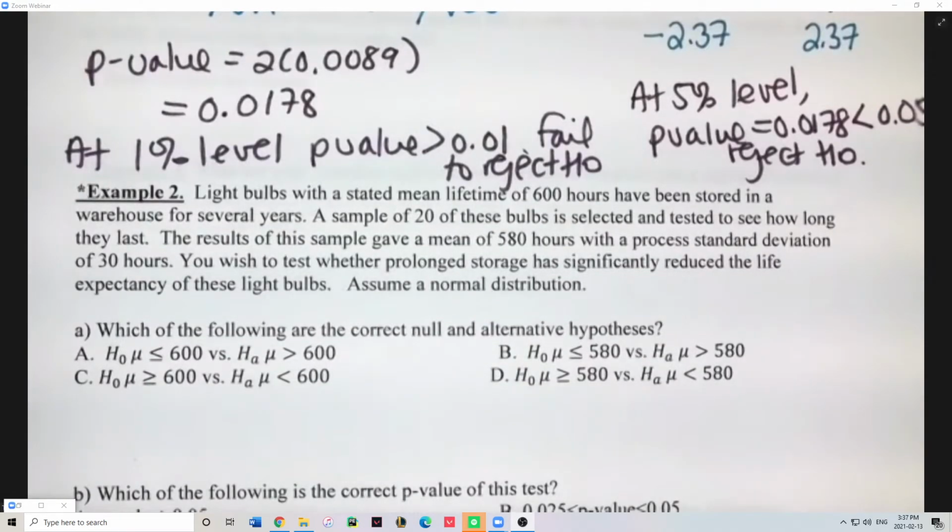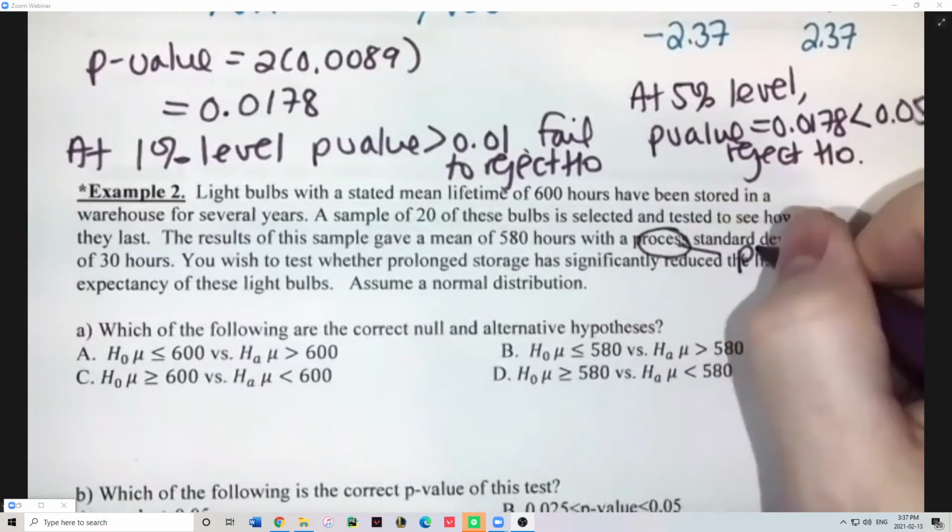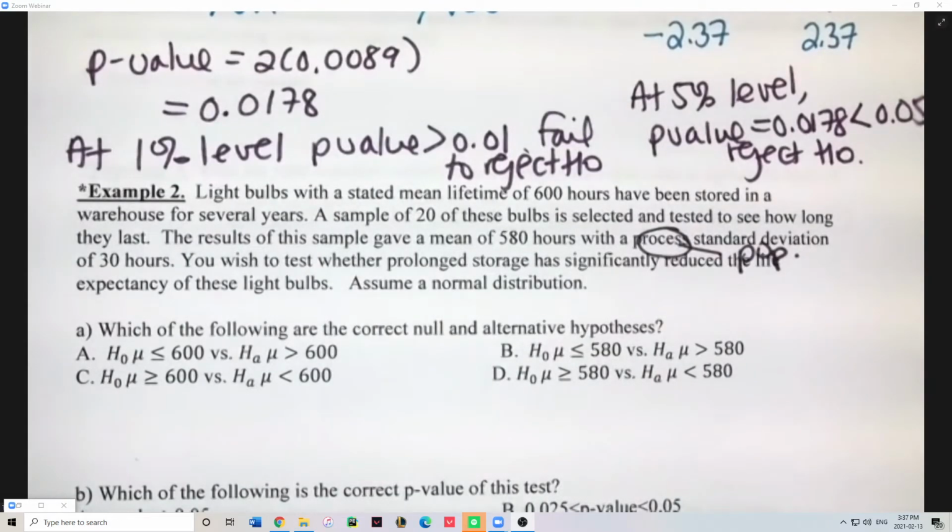So light bulbs with a stated mean lifetime of 600 hours have been stored in a warehouse for several years. A sample of 20 of these bulbs is selected and tested to see how long they last. The result of this sample gave a mean of 580 hours with a process, so process means population, standard deviation of 30 hours. You wish to test whether prolonged storage has significantly reduced the life expectancy of these light bulbs. Assume a normal distribution. Which of the following are the correct null and alternative hypotheses? Okay, so look at the hypotheses and see what you think here.